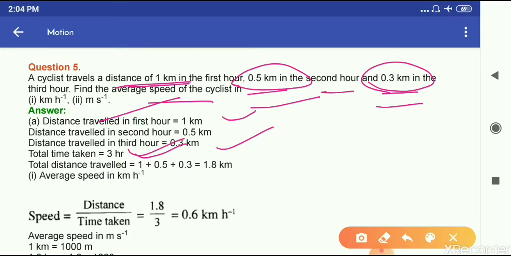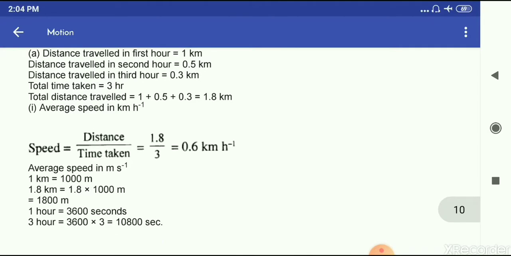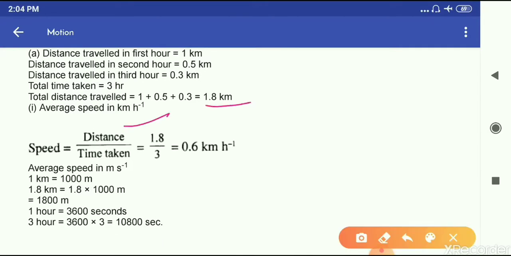The total distance traveled is 1 kilometer plus 0.5 kilometer plus 0.3 kilometer. On adding these we get the answer 1.8 kilometer. Now the formula for average speed is distance upon time taken. Distance is 1.8 and time is 3 hour. On dividing 1.8 by 3 we get the answer 0.6 kilometer per hour.